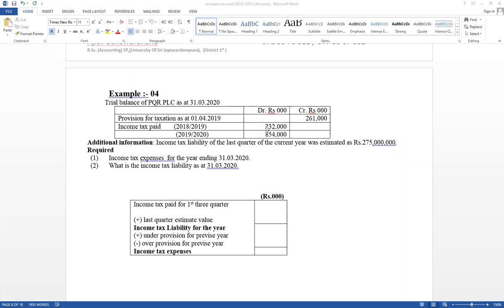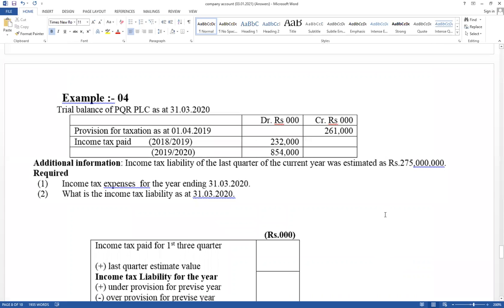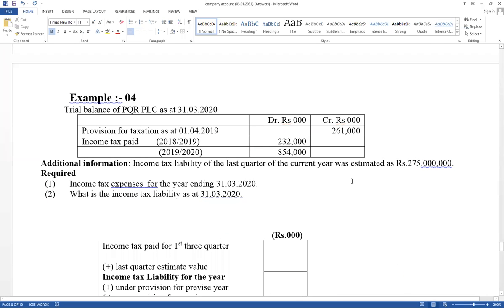This is the correct value, this is the amount that has been considered. And the first three quarters' paid amount is also given on the debit side. And in the additional information, it has given the income tax liability of the last quarter of the current year. Sometimes it gives the income tax liability for the year. Sometimes it gives the income tax liability of the last quarter of the current year. This part I have discussed before that.